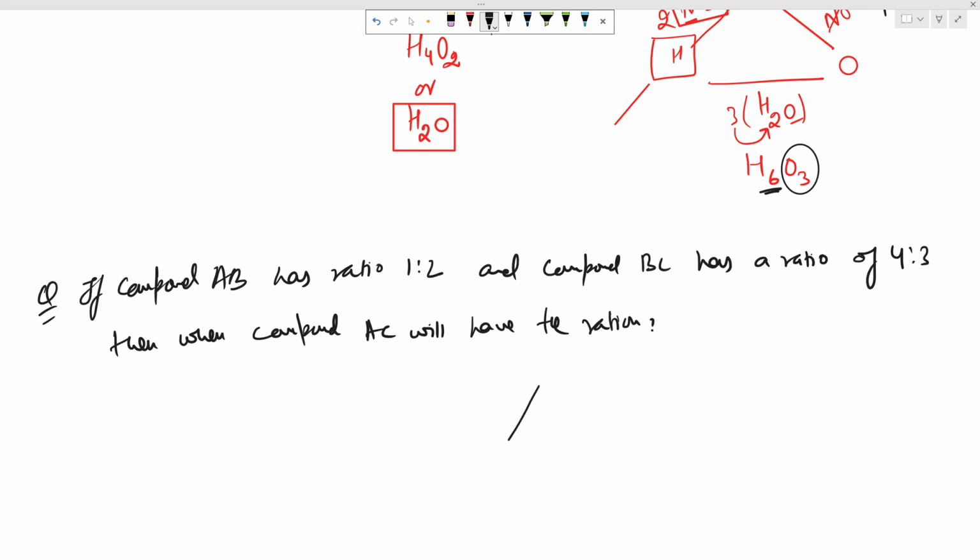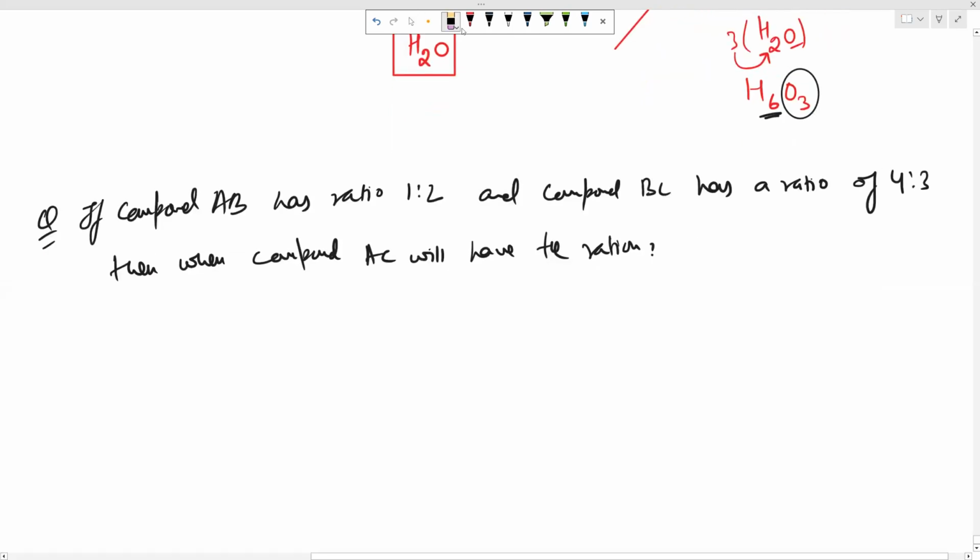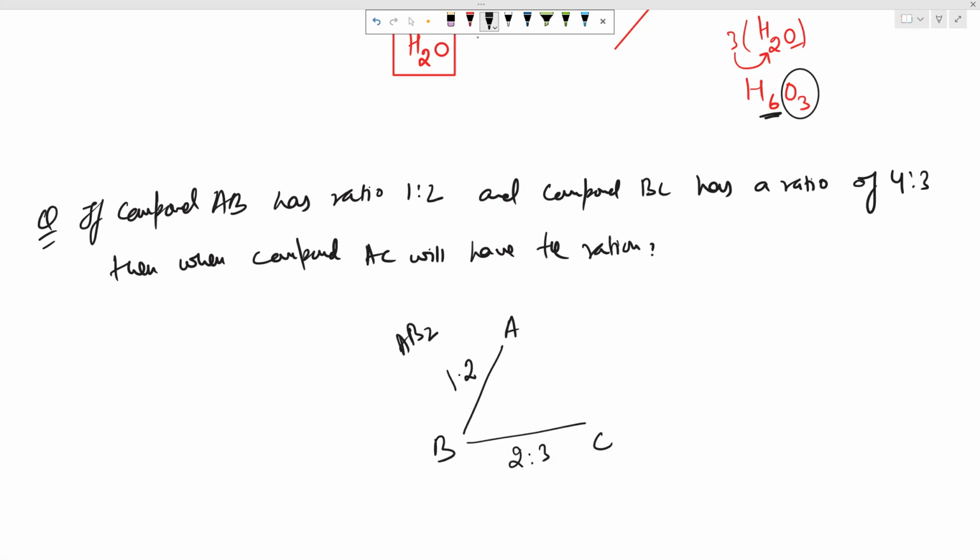So you can write it this way, A, B, C. The AB ratio is 1:2, means it is an AB2 type compound. And BC is 4:3. Then what would be the ratio of AC?